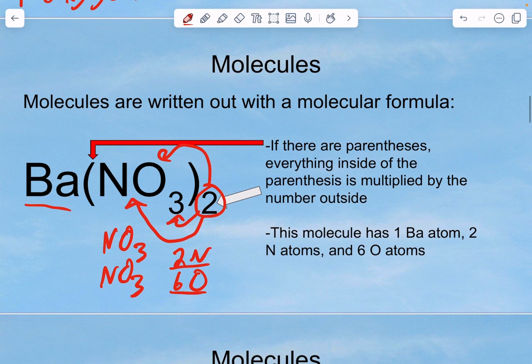This subscript only goes for the things in the parentheses. The barium is by itself. If there were 2 bariums, we would put a 2 right here. In this case, there is none, so it's just a 1.